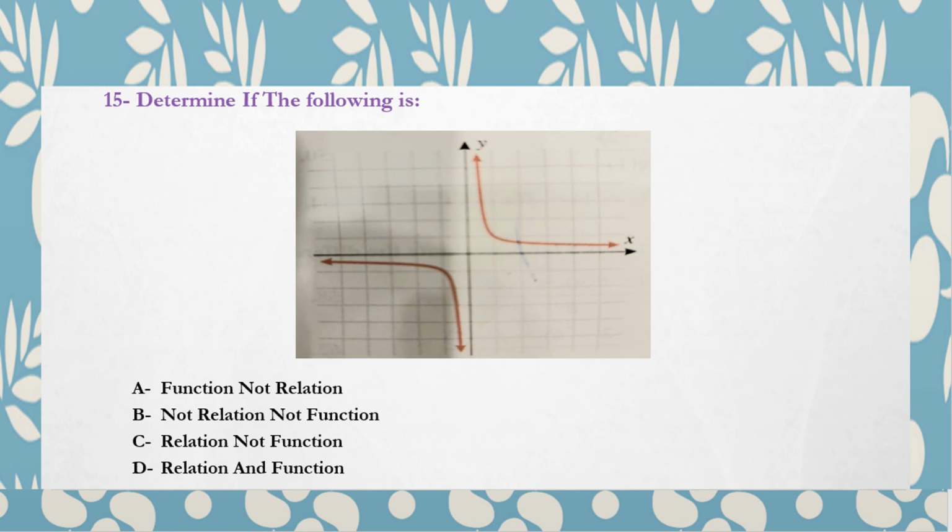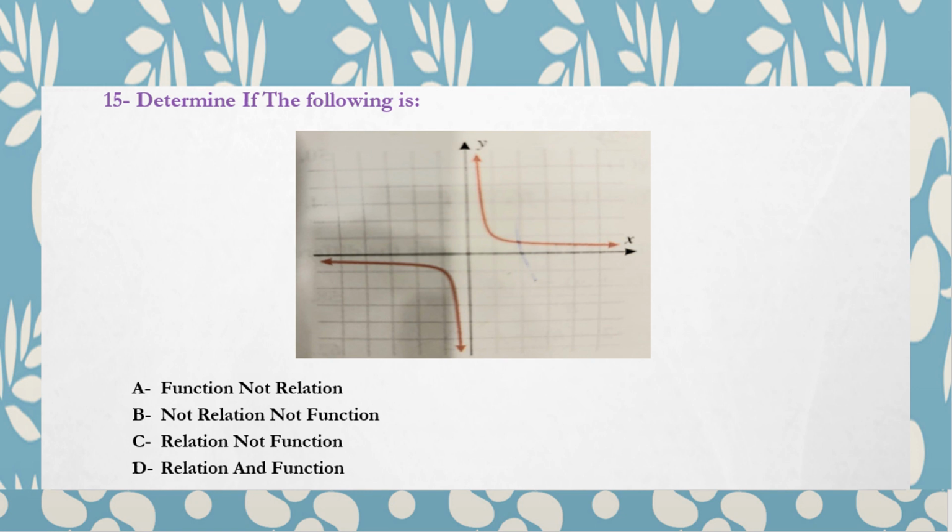We just defined three forms of the relation, which are correspondence, ordered pairs, and also equations. And this is the fourth form of the relations, which is graph. In this example, we need to determine if this graph is a function or not.